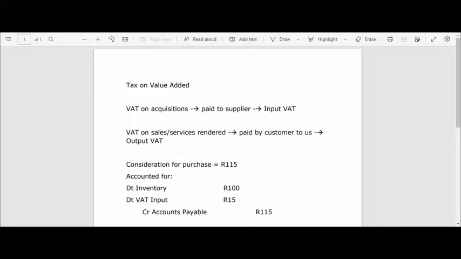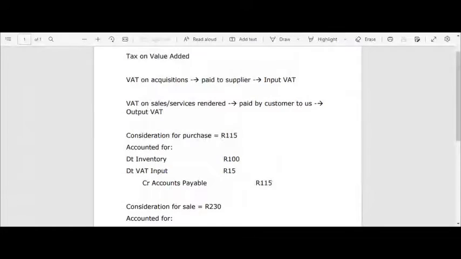And that represents the input VAT, ladies and gentlemen, that we are going to accumulate on all transactions, on all our acquisitions. We're going to accumulate it, and at the end of our VAT period of 2 months, we are going to add them all together, and that is going to be the input VAT that we claim back from the revenue service. Okay, so that is a typical acquisition or where we've received a service. That is how we're going to account for it.